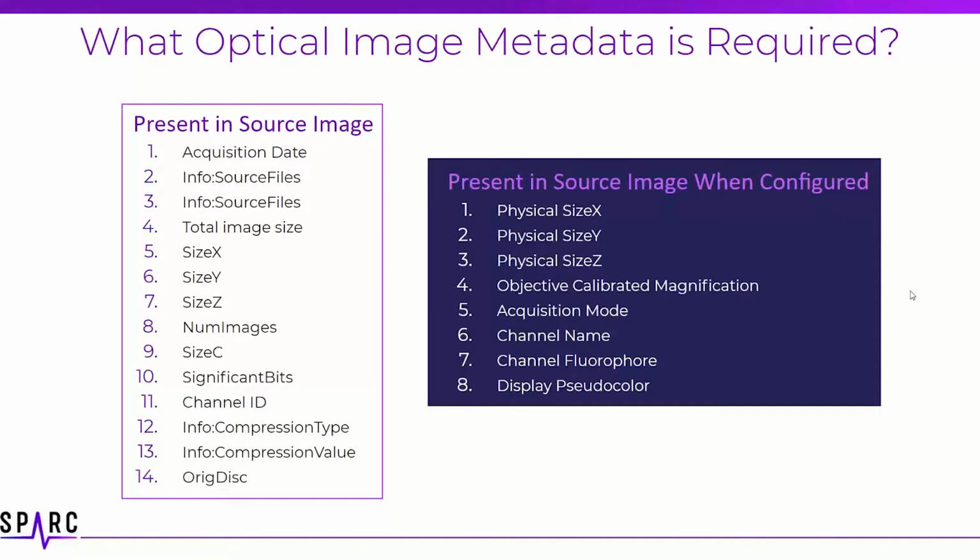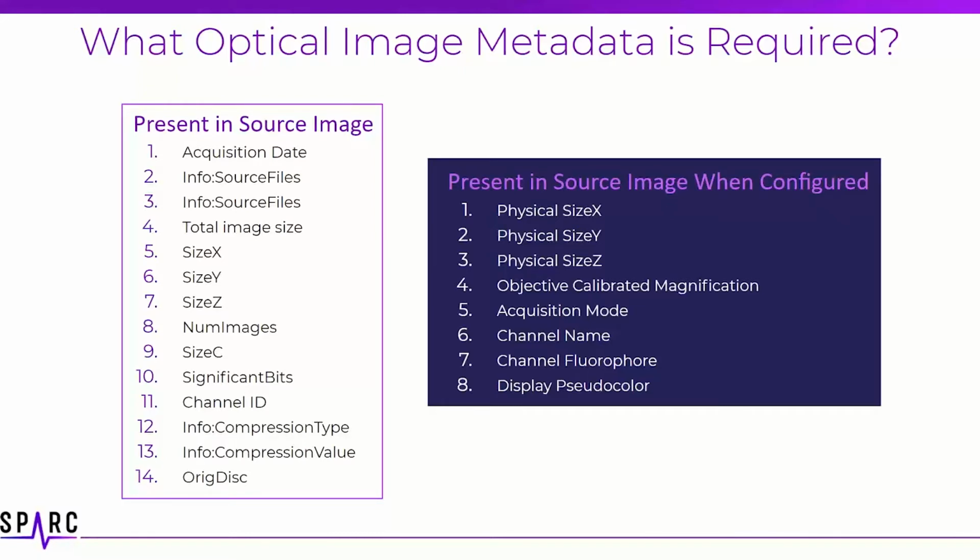You'll see that there are 14 fields that are automatically present, which include things like significant bits and image size in the X, Y, and Z directions. These basics are always written to the source image, so we don't need to worry about them too much.